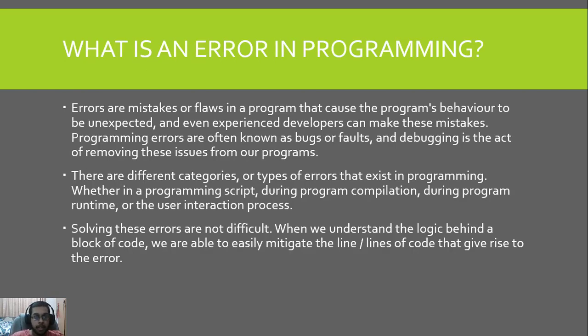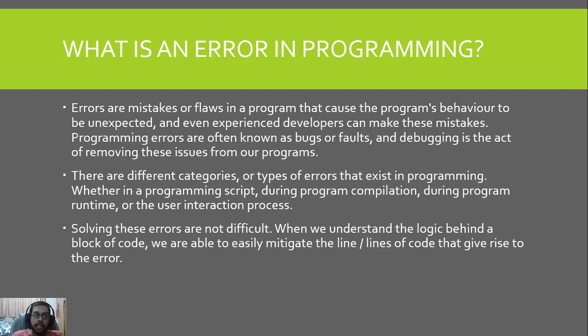What is an error in programming? Errors are mistakes or flaws in a program that cause the program's behavior to be unexpected, and even experienced developers can make these mistakes. Programming errors are often known as bugs or faults, and debugging is the act of removing these issues from our programs.